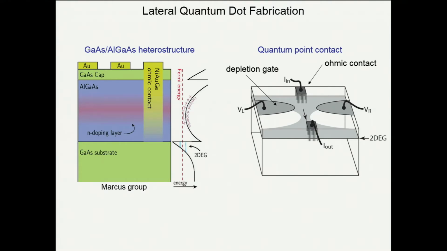This is a stack of gallium arsenide and aluminum gallium arsenide, and these materials have different band gaps. Gallium arsenide has a smaller band gap than aluminum gallium arsenide. So if you dope aluminum gallium arsenide with electrons, those electrons will fall into the interface between the two materials, and you end up with what's called a two-dimensional electron gas. Many groups will just call it a 2DEG. You can think of this 2DEG as a sheet of free electrons living in a gallium arsenide crystal.